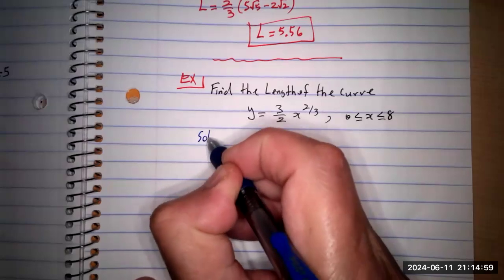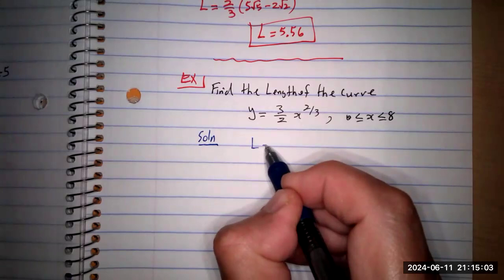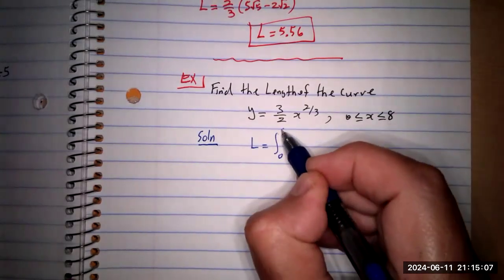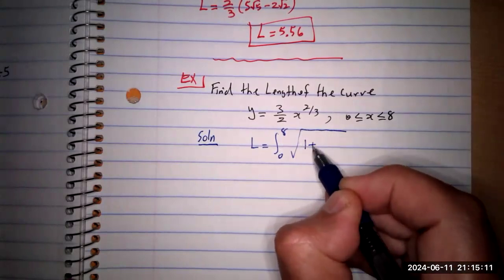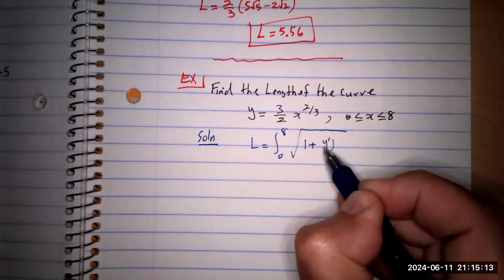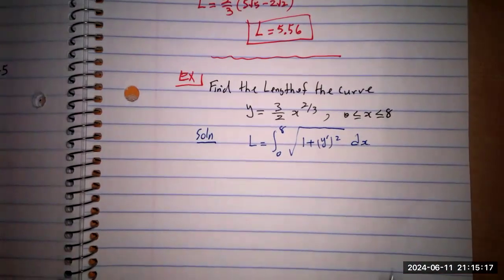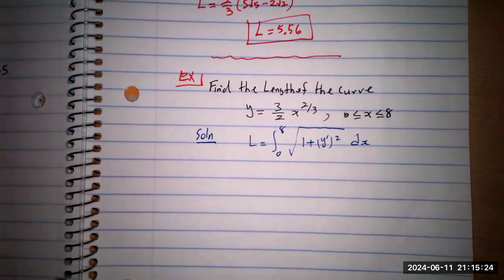So the solution is going to be, our arc length formula would be L, and this is going to be x from 0 to 8. It's going to be the square root of 1 plus y prime squared, dx, because we are integrating with respect to x. Again, carefully take care of that y prime and come back.